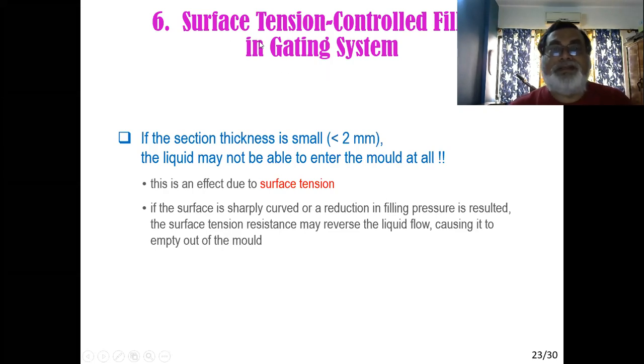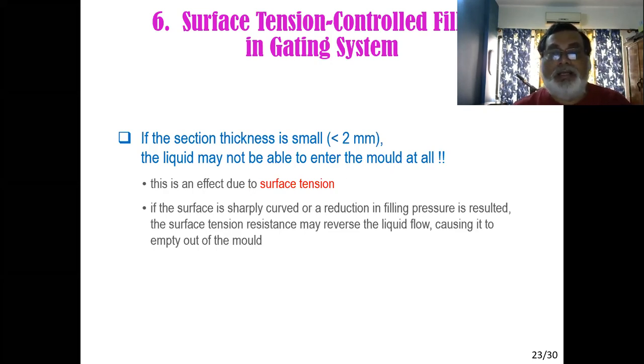So our next topic is surface tension control failing in gating system. We know about surface tension, and if the section thickness of the channel is very small, then surface tension force comes into effect. And because of this surface tension, the liquid metal may not enter the mold cavity at all.